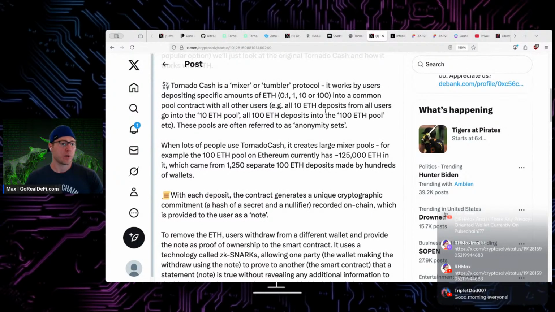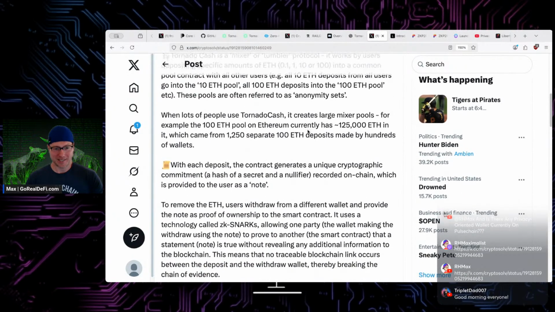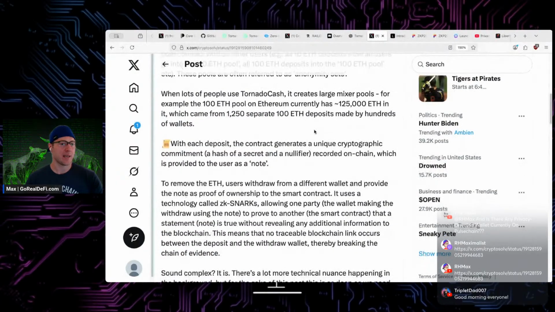Into a common pool contract with all other users. These pools are often referred to as anonymity sets, AS. When lots of people use Tornado Cash, it creates large mixer pools.